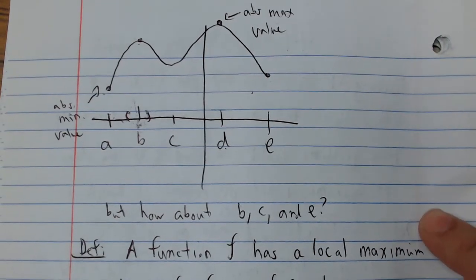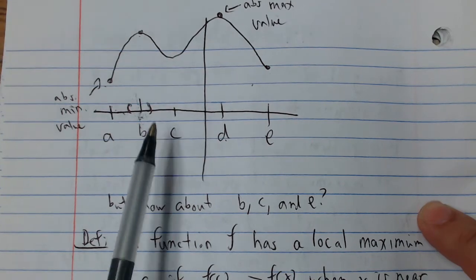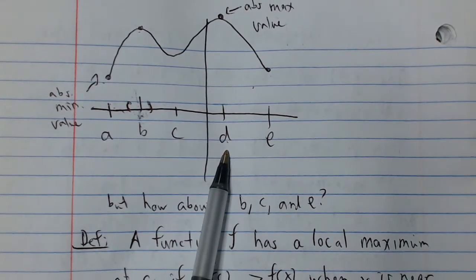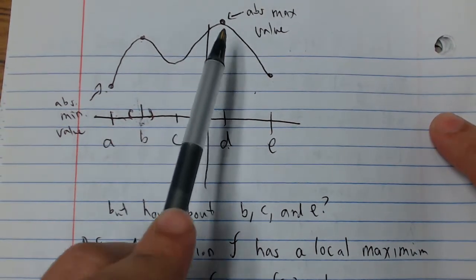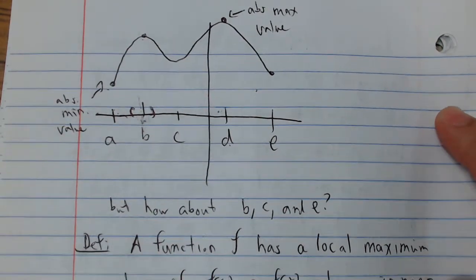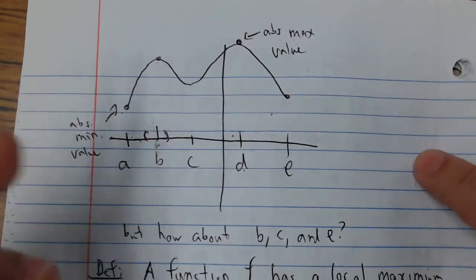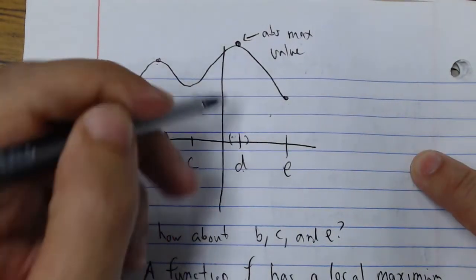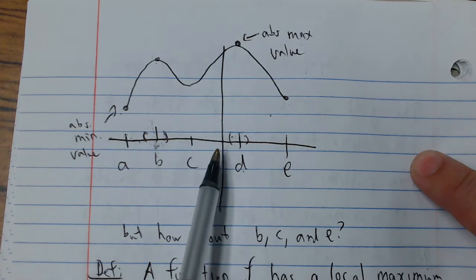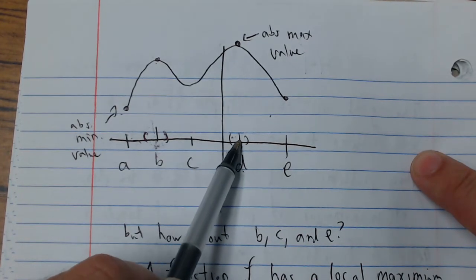So in this picture, what do I notice? I have a local maximum at b, and how about d? What do you think? Is d also a local maximum? And if you've said yes, the answer is correct. Not only do I have a global maximum at d, I also have a local maximum. How come? Because it still satisfies this definition. If I pick an open interval near d, then that is the largest y value that this takes on in this open interval.